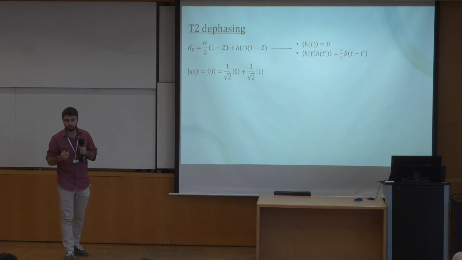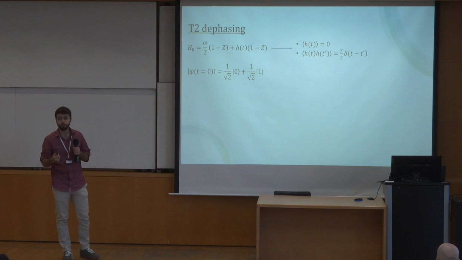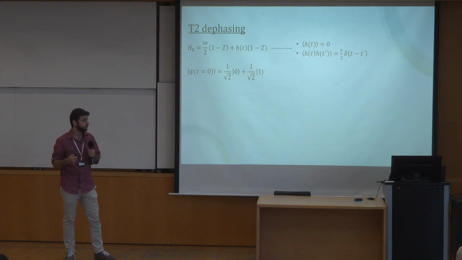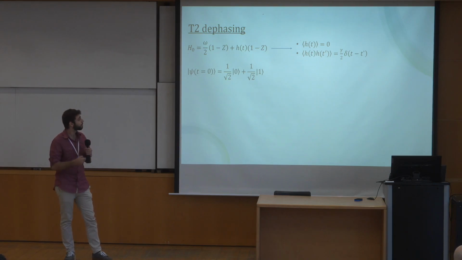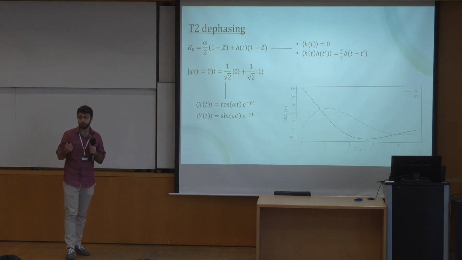Now, to complicate matters a bit more, we'll add T2 dephasing. So in addition to the self-energy of the qubit, we will add a random field h. This random field, the mean value of h would be 0, and the variance would be gamma over 2. The effect of this T2 dephasing would be that, for example, if we start in the plus state, the expectation value of X and Y would decay exponentially.